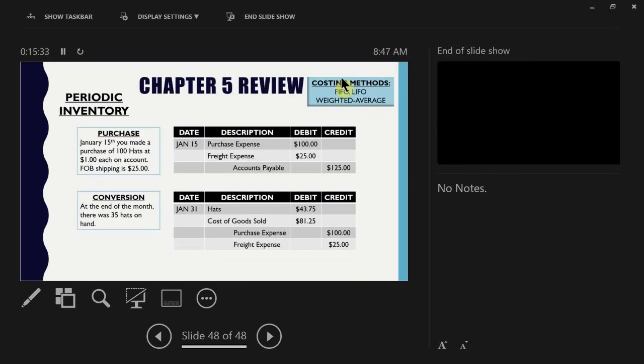Chapter review. So once again, we took a look at chapter 5 here. We took a look at how to journalize a purchase, and we also took a look at the conversion entry. So in this case, there it is.